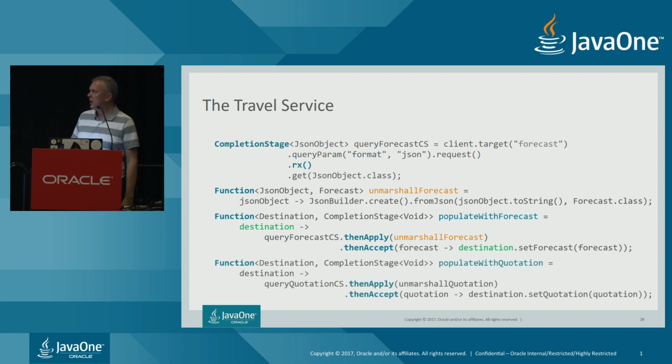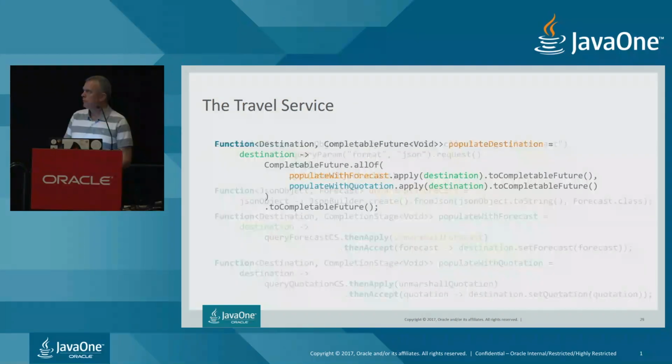Once I have that, I can do the same with quotation, for instance, following the exact same pattern. So if I have 3 or 4 properties to set in my destination object, querying 3 or 4 corresponding REST services, I can multiply this number of functions. This returns a completion stage of void, and this is what I am going to use in the future.